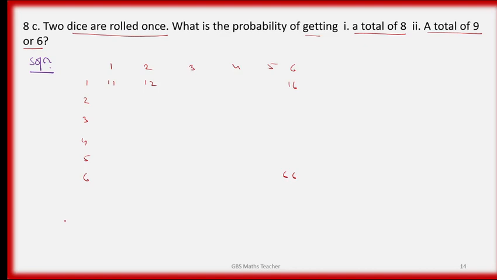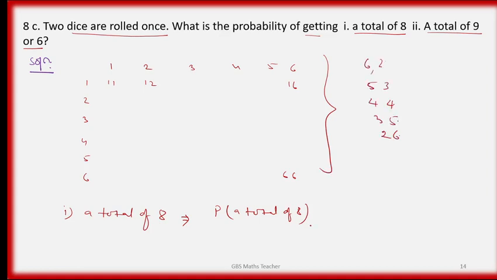First case is a total of 8. Probability of a total of 8. कुन हुन्छ भन्दाखेरि हाम्रो total 8 हुने चाहिँ 6 2 हुन्छ. म यहाँ हाइलाइट गरिदिन्छु. 6 2 हुन्छ, 5 3 हुन्छ, 4 4 हुन्छ, 3 5 हुन्छ and 2 6 हुन्छ. 5 samples. So the favorable cases are 5, total number of cases is 36. You can find out गर्न सकिहाल्छौ तिमीले.